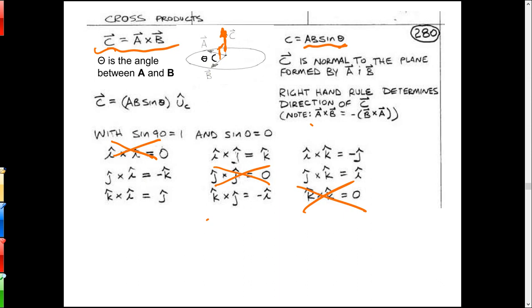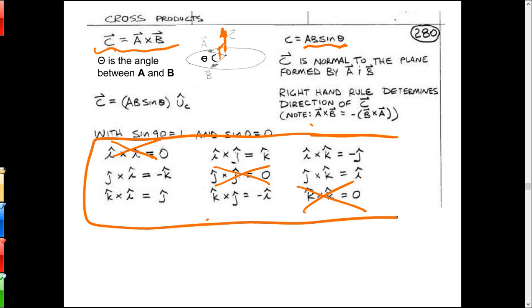Okay? So when you cross unlike unit vectors together, you get the third unit vector as your result, either positive or negative, depending on how the right-hand rule points. So I've got all the crosses for all the vectors here shown in kind of a matrix form right there. Okay? So that's what happens when you cross unit vectors together. And you could use your right hand and prove all those out, but I think we'll just go with that, okay?